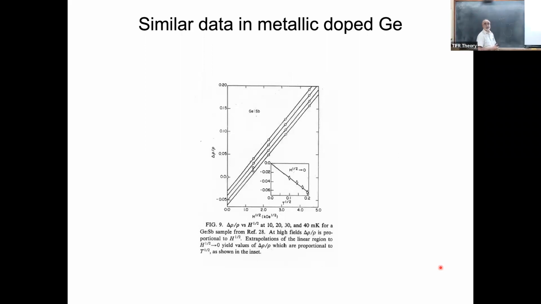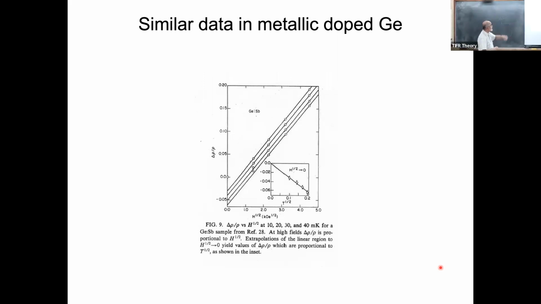Here's a different doped semiconductor. It's antimony-doped germanium. So it shouldn't just work for one system. You have to check it in many systems if you're going to claim that this is a theory for all disordered systems. So here's the data for antimony-doped germanium, and again we get this square root of h at high fields. But here we don't get this h squared behavior.